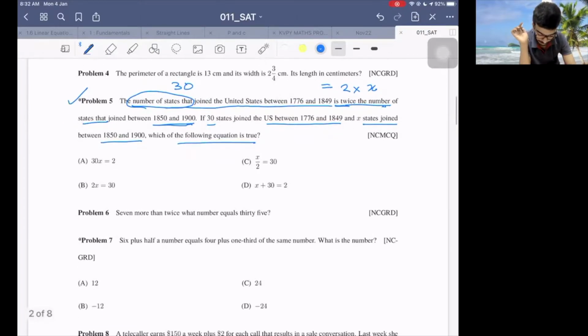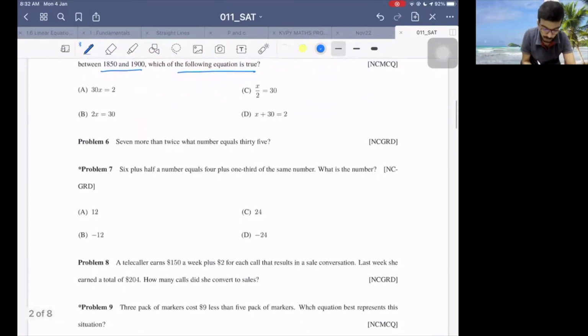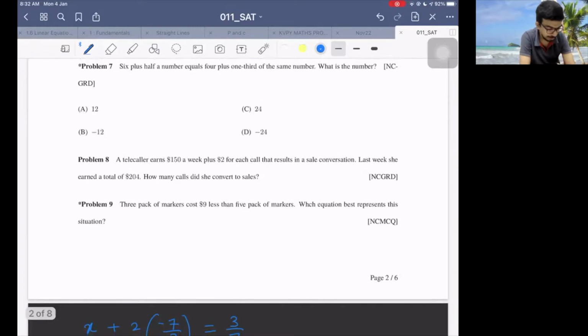Okay, then 6 and 7 you can try as homework problems. Let's go to question number 8 now.